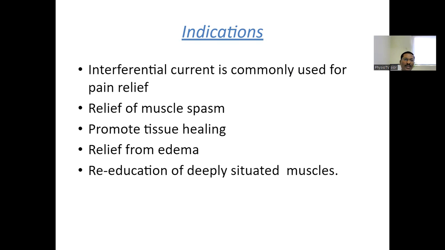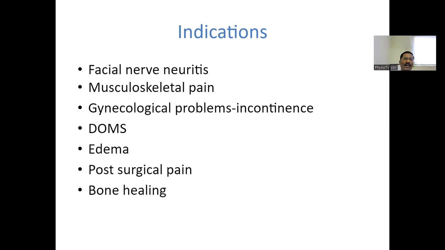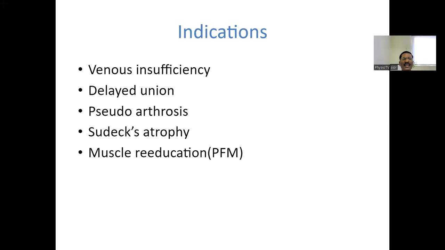Interferential current is commonly used for pain relief, muscle spasm, promoting tissue healing, relief from edema, and re-education of the deep-seated muscles. This can also be used in facial neuritis, musculoskeletal pain, gynecological problems like incontinence, delayed onset muscle soreness, edema, post-surgical pain, bone healing, venous insufficiency, delayed union, pseudarthrosis, pseudoatrophy, and muscle re-education. But this is specifically used in pelvic floor muscle re-education.